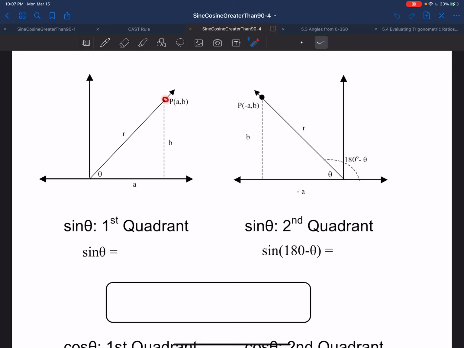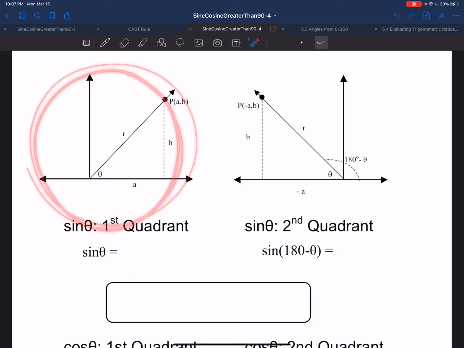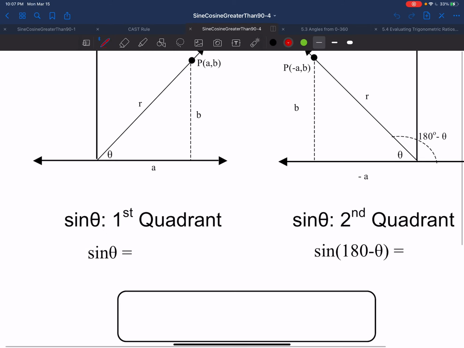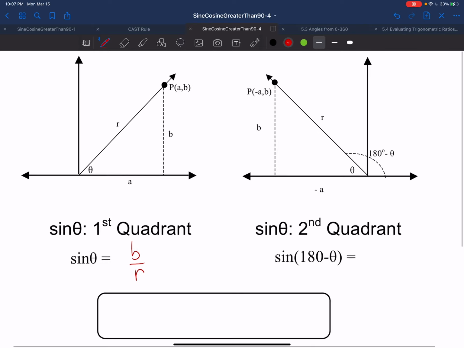So if we rotated this arrow around, we call it the primary arm or principal arm, I can't remember now. If we rotate it around, we create a circle, right? So this isn't the hypotenuse, it's the radius. So in the first quadrant, the sine of some angle is opposite over hypotenuse, or B over R.